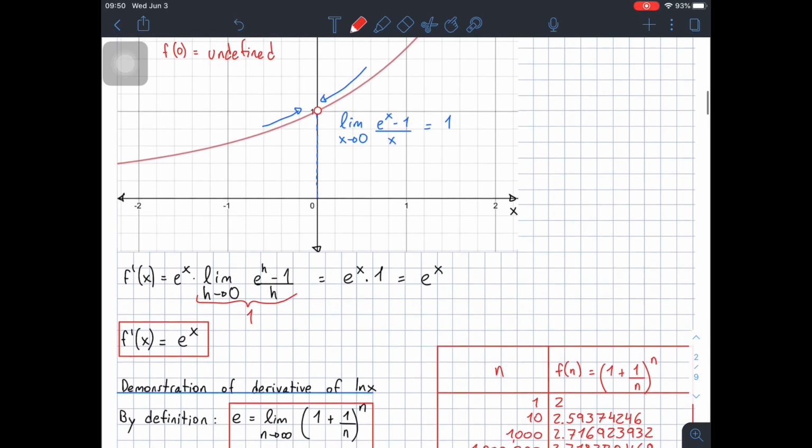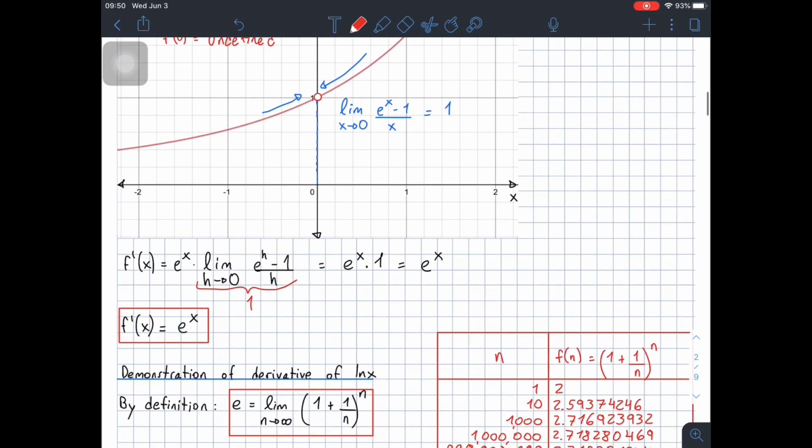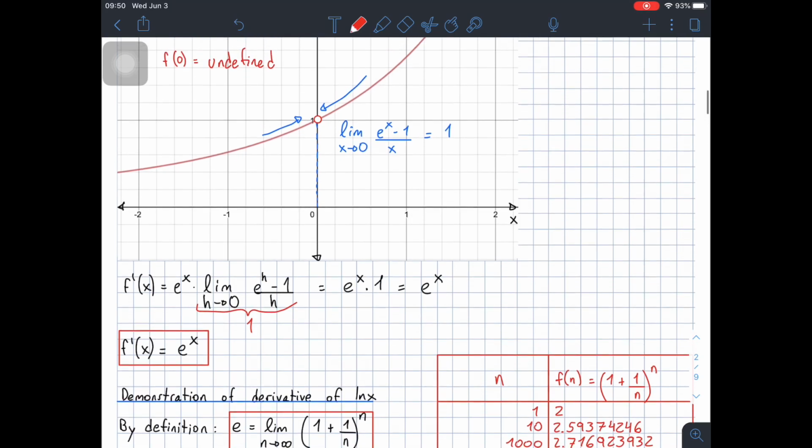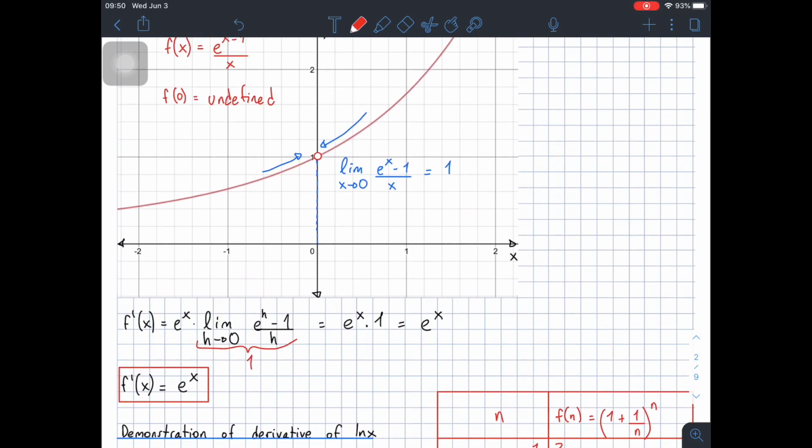Okay, so with this demonstration, I want to finish the class for today because the demonstration of natural logarithm of x is a little bit longer, and I don't want to make this video too long. So I'm going to leave the second part for tomorrow.